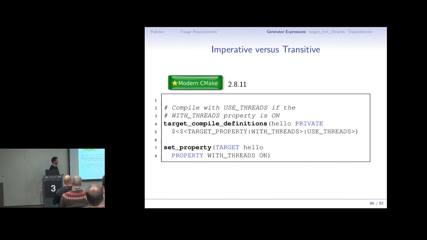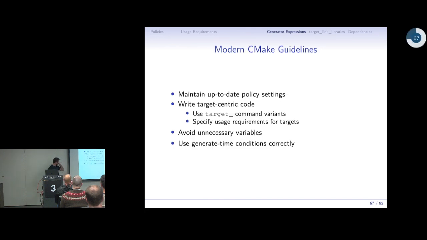And this happens more than you think, because you might have add subdirectory calls which change target properties and later they get read, and it might not be obvious what order things happen in. So, use generate time conditions correctly.